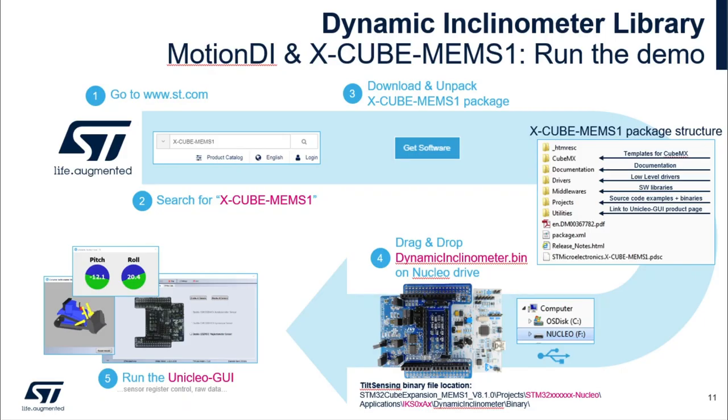The steps to running the MotionDI library with the 6-axis IMU is done in 5 simple steps. First, visit our website and search for X-CUBE-MEMS1. Next, download and unpack the X-CUBE-MEMS1 package. Next, drag and drop the dynamic inclinometer.bin file. And lastly, run the Unicleo GUI.